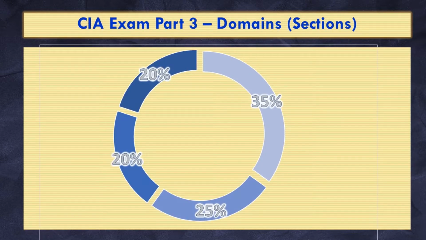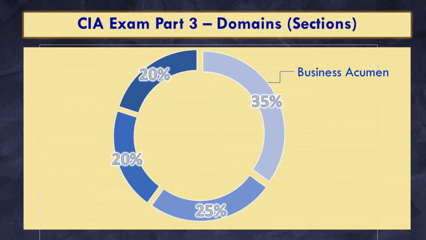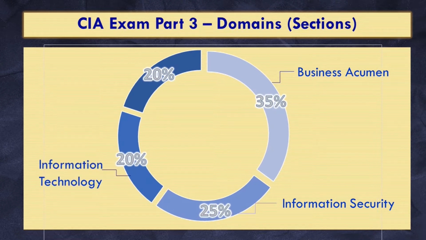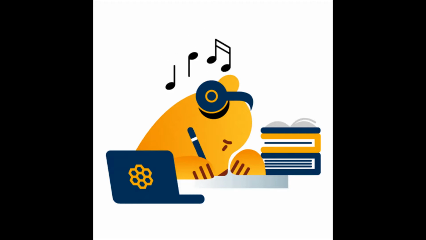As you can see, Domain 1, business acumen, accounts for 35% of the exam. So this is a domain that you really want to focus on because that is over a third of the exam content and a third of the points that you can get. Domain 2, information security, represents the second largest percentage of the exam content at 25%. Information technology and financial management each account for 20% of the exam, for a total 40% of the exam. I hope this helps you see which areas deserve extra study time and practice.